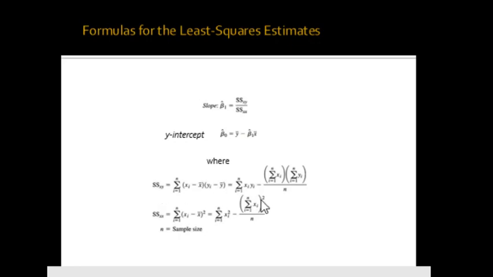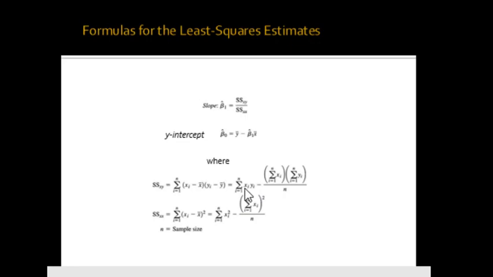Sum of squares xy can be calculated either using this formula, which is xi minus x bar, each x minus the mean of the x's, times yi minus y bar. So you take each y and subtract the mean y bar, and then add them. Or another form of the same formula is the summation of xi, yi.